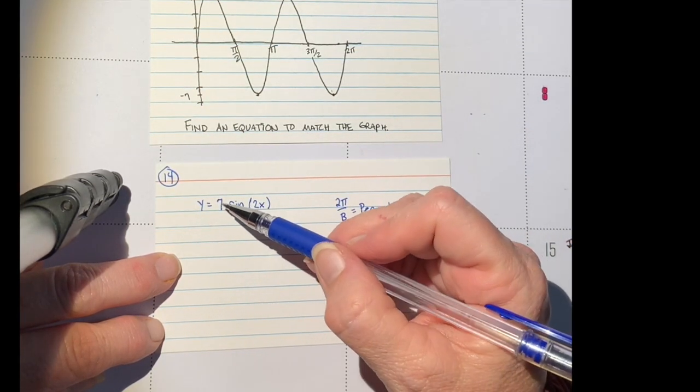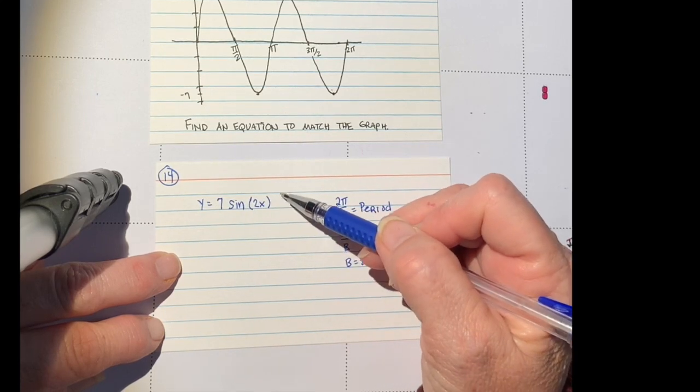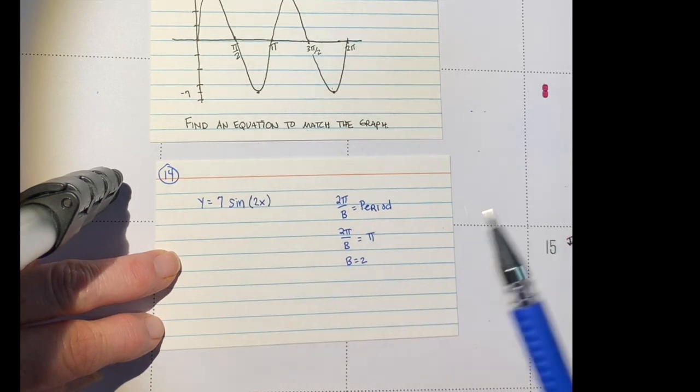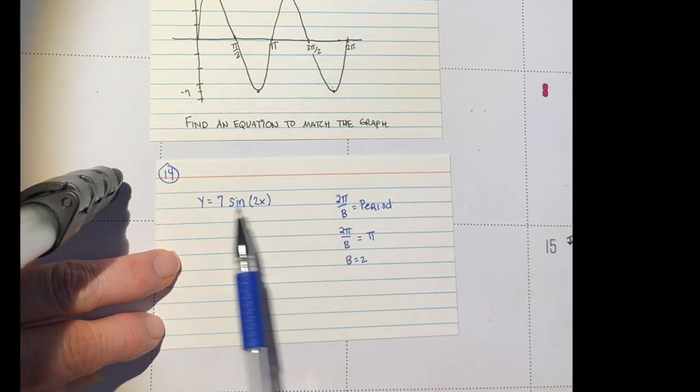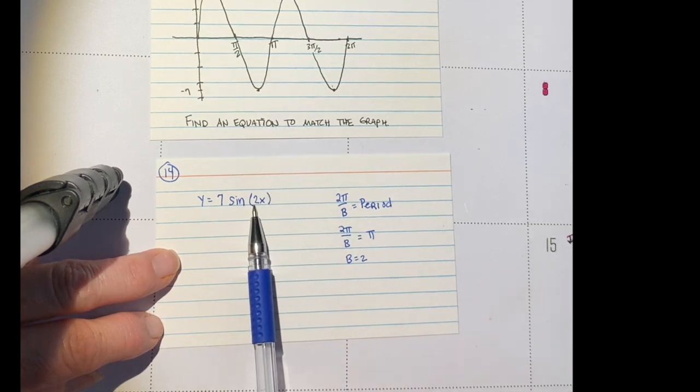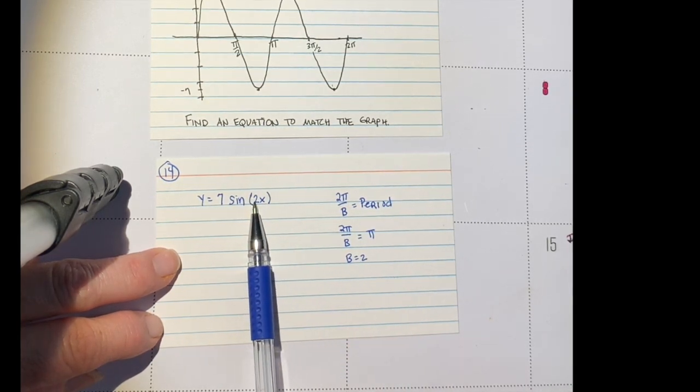There's been no reflection. There's been no vertical shift. There's been no horizontal shift. That is a graph that would model this. And it's a good idea to always go back and check it. If I were given this to graph, would it look like this? So I would first find my period. 2 pi divided by 2 is pi.